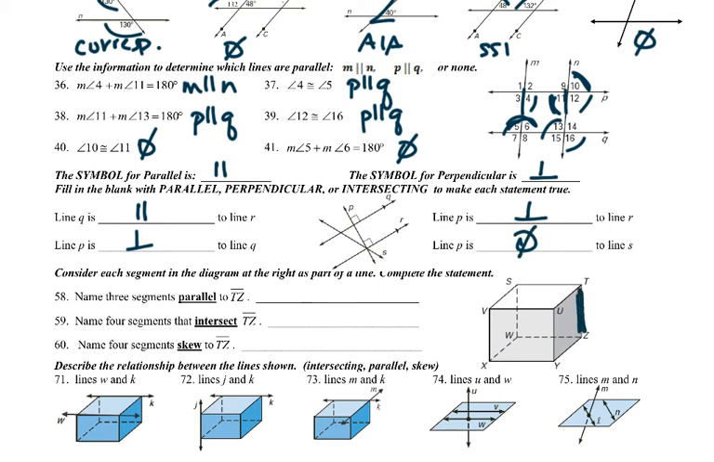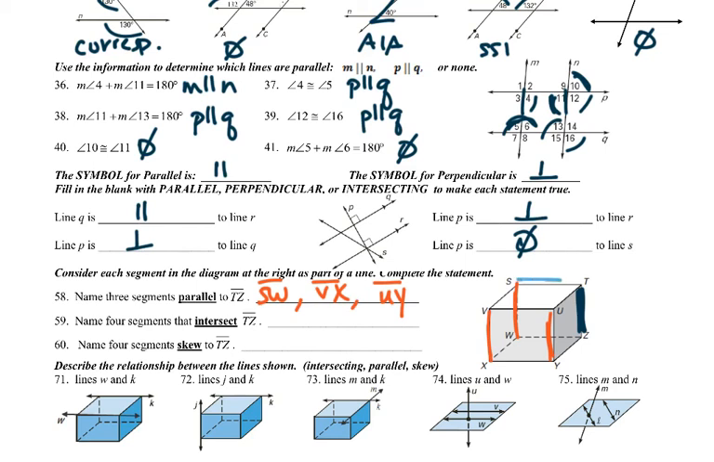If I have segment TZ, if I'm going to go parallel, I'm going to have one of these red segments. You have a question just like this on the test, although you only have to name one of the segments on the test. Here I have you name all three.